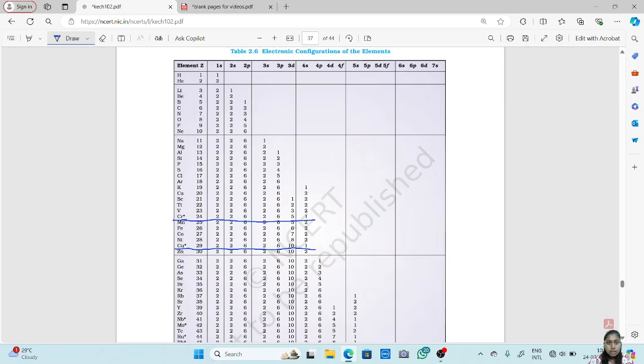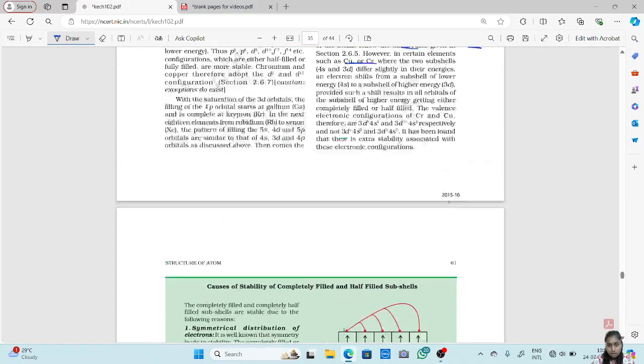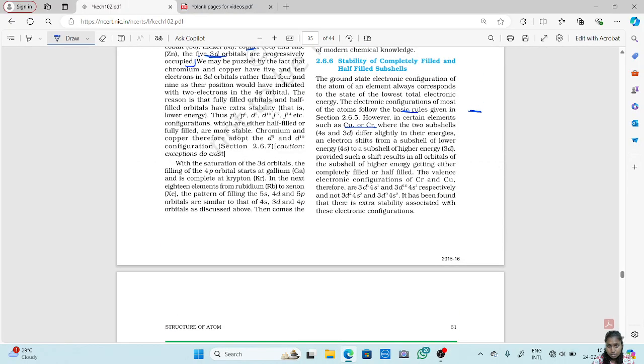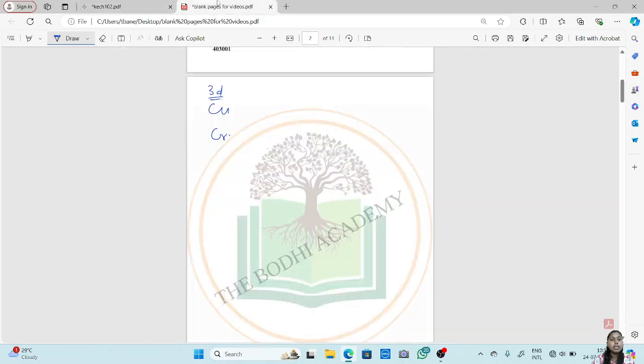You can see this is the 3d orbital and this is the 4s orbital. Now here for chromium, it is 3d5 4s1. Okay, and for copper it is 3d10 4s1. Whereas all the other elements have two 4s electrons. So the trend for 3d orbitals to be filled in a transition series is like this.